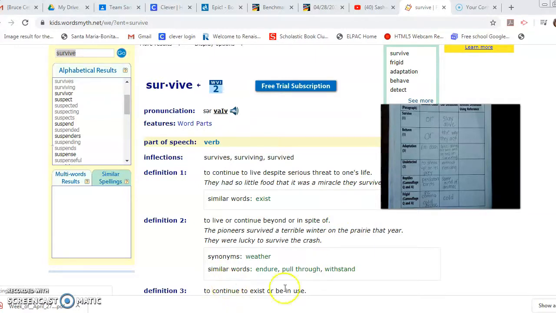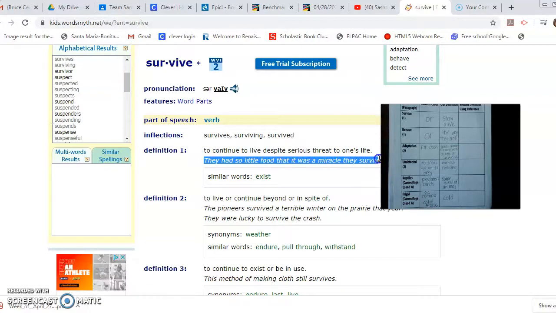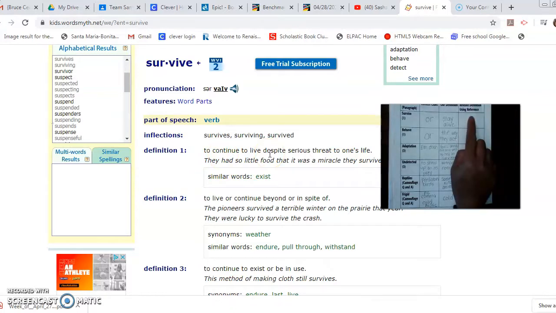Third definition, to continue to exist or be in use. Does that sound like staying alive? You can also read the italicized sentence below. These sentences right here use the word survive in a sentence so you can tell if it makes sense or fits the definition that we found for stay alive. They had so little food that it was a miracle they survived. I think definition number 1 is the closest to our definition here.